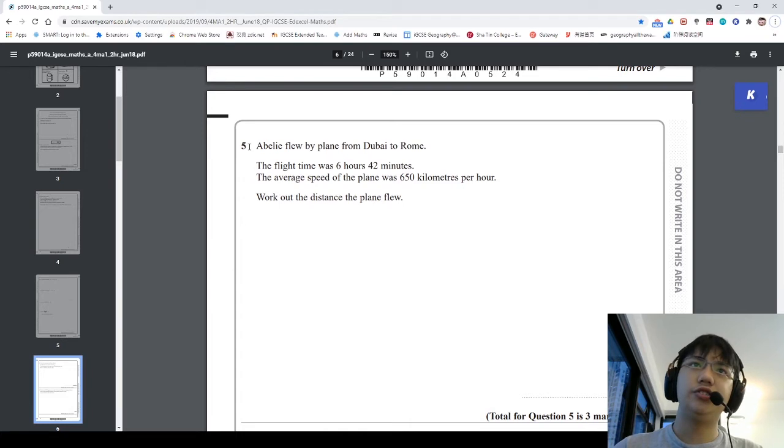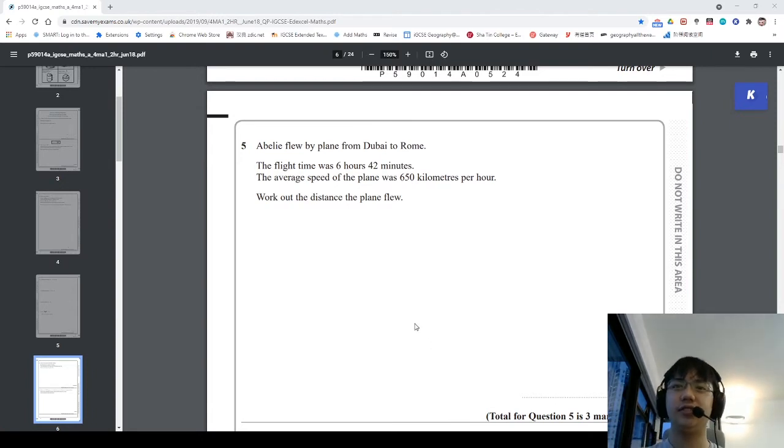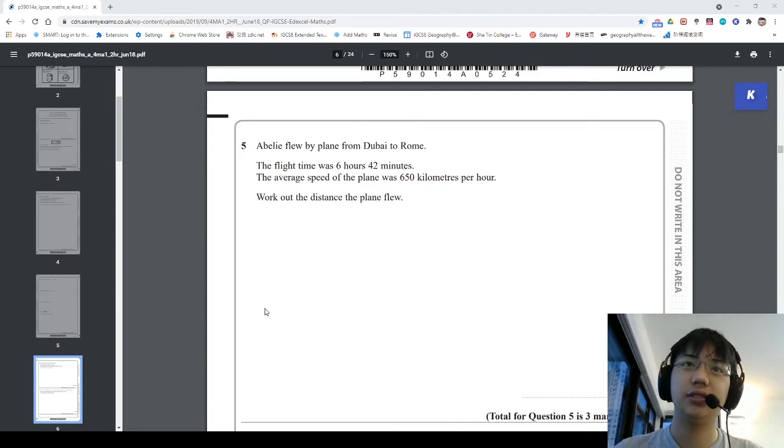Moving on to question 5. Abilene flew by plane from Dubai to Rome. The flight time was 6 hours 42 minutes. The average speed of the plane was 650 kilometers per hour. Work out the distance the plane flew.